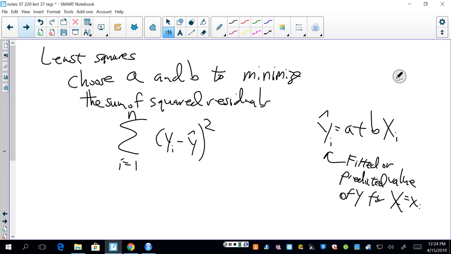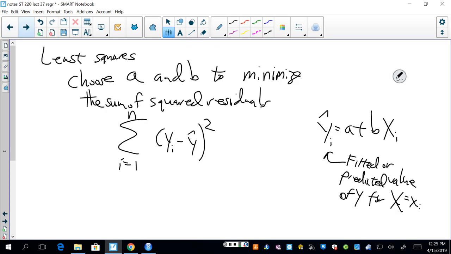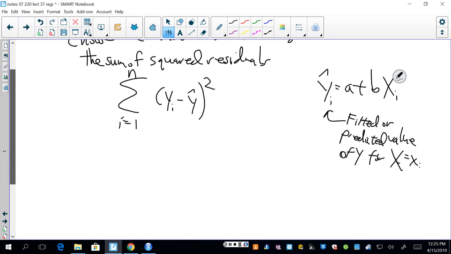And if we choose a different value of A, a different value of B, it's going to change that sum. If you raise a line, it'll go closer to some, farther away from others. If you tilt it, you can change those too, into different lines. And there's one line that minimizes that. The solution to this is called the least squares line.